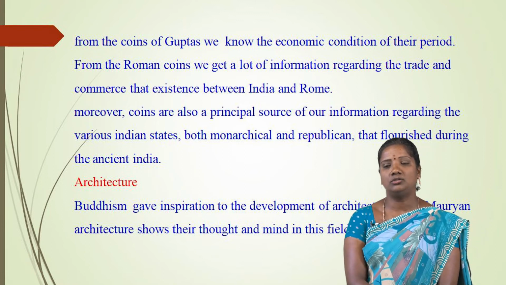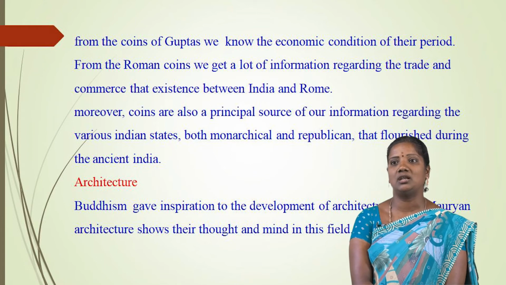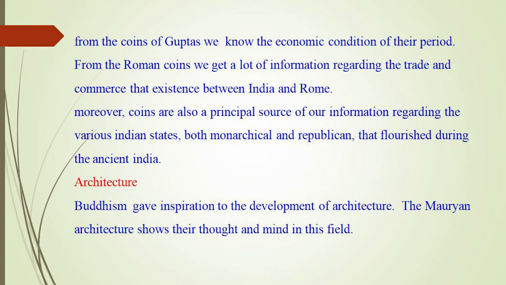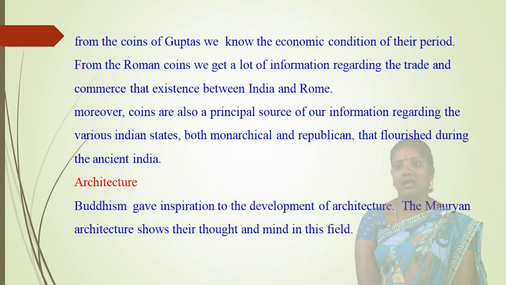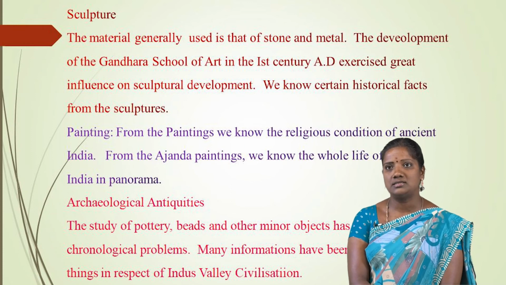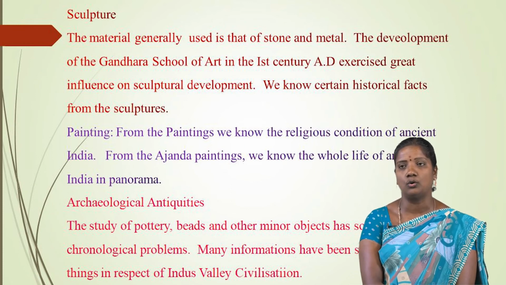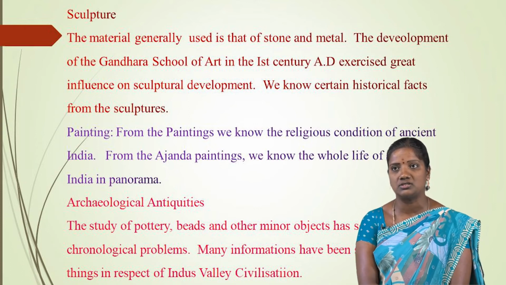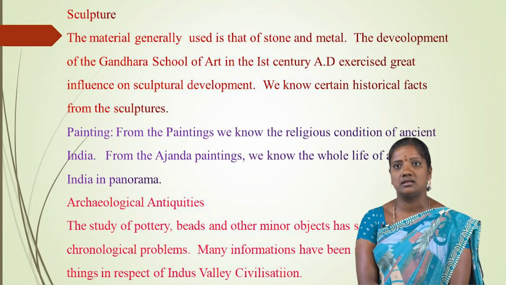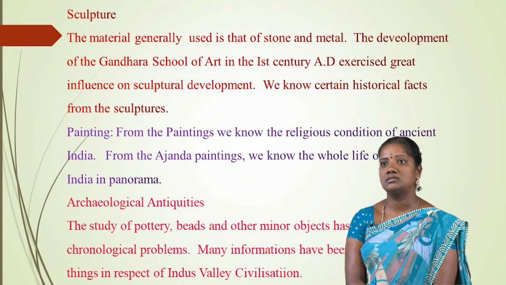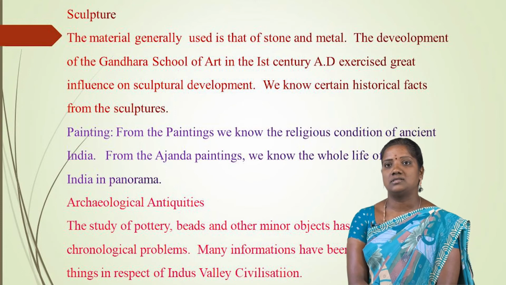Architecture. Buddhism gave inspiration to the development of architecture. The Mauryan architecture shows their thought and mind in this field. Sculpture. The materials generally used are tough stone and metal. The development of the Gandhara school of art in the 1st century AD exercised great influence on sculptural development. We know certain historical facts from the sculptures.